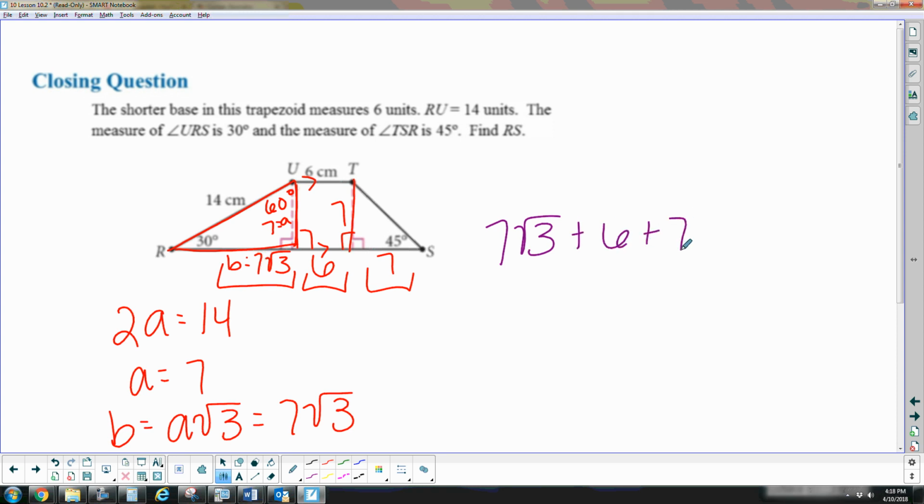That's the length of our entire base here. So 7 times the square root of 3 plus 13. And you can leave it just like that. That's the exact answer. And it's in centimeters.